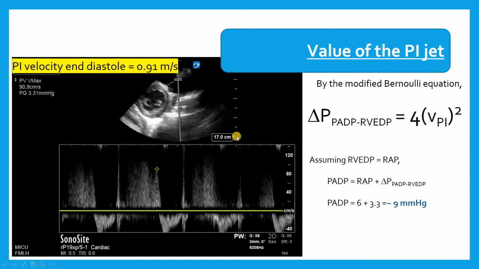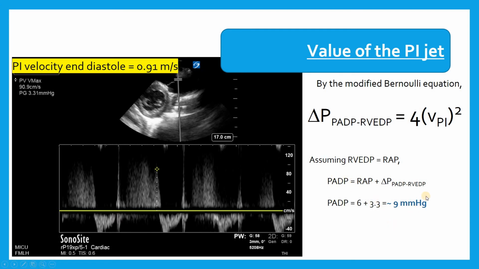Very small gradient. And if I assume my right ventricular end diastolic pressure is equal to my right atrial pressure, which again I can measure from a CVP, or I can look at my IVC and try to get a ballpark of it, then I know my pulmonary artery diastolic pressure is just that right atrial pressure plus this pressure gradient, which we just measured up here. Does that make sense? So again, Bernoulli's is always telling us about gradients, not absolutes, gradients between two chambers. So the pulmonary insufficiency jet is a gradient between PA diastolic pressure and RV end diastolic pressure. If I can substitute right atrial pressure for my right ventricular end diastolic pressure, I can measure PA diastolic pressure by getting this PI jet.